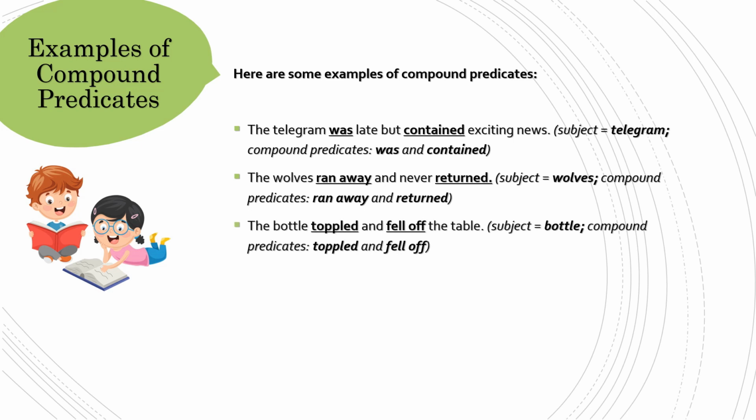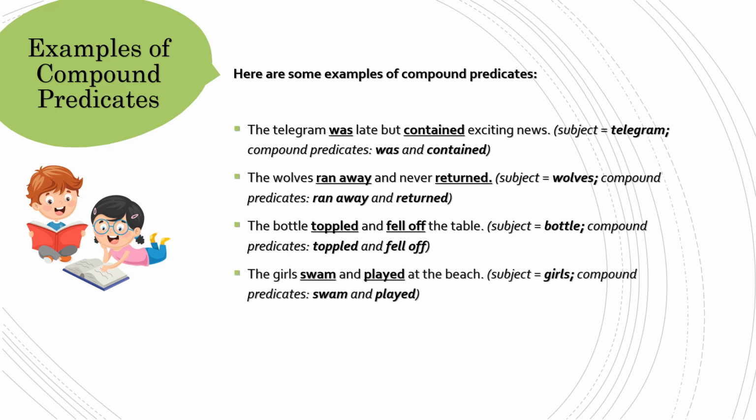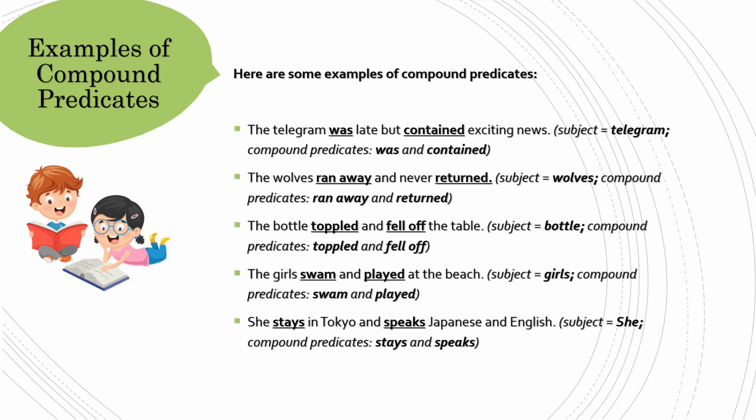The bottle toppled and fell off the table. Subject is bottle, compound predicates are toppled and fell off. The girls swam and played at the beach. Subject is girls, compound predicates are swam and played. She stays in Tokyo and speaks Japanese and English. Subject is she, compound predicates are stays and speaks.